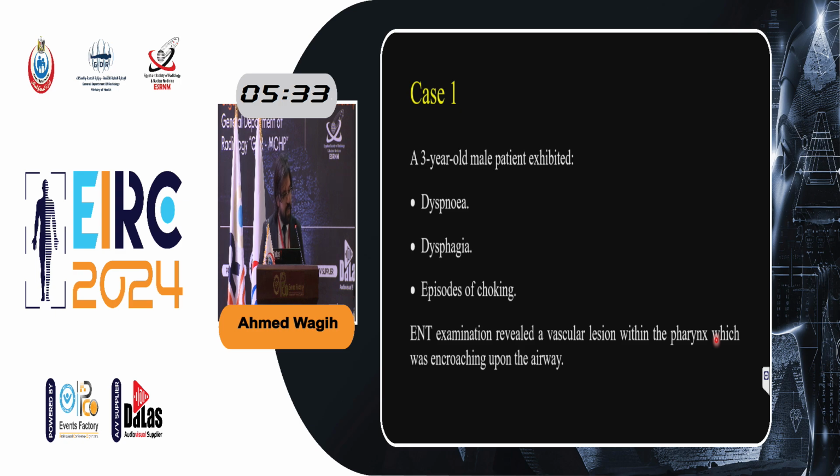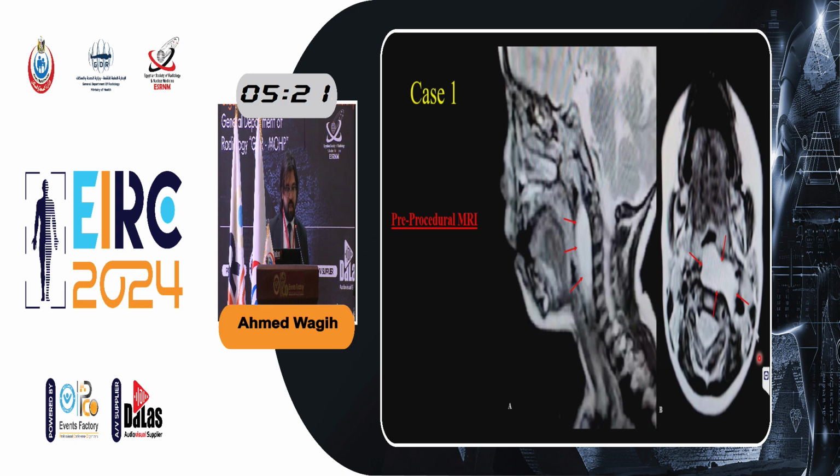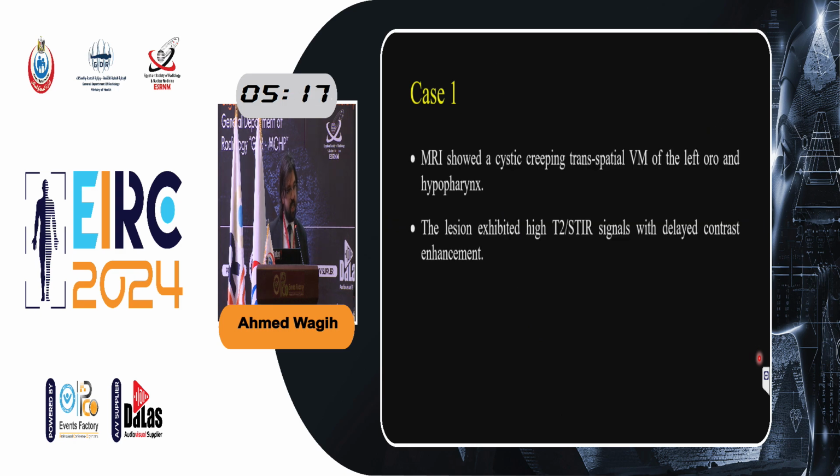Case 1 was a 3-year-old male patient who exhibited dyspnea, dysphagia, and episodes of choking, and then ENT examination revealed a vascular lesion within the pharynx, which was encroaching upon the airway. This is the pre-procedural MRI. It showed a cystic creeping transspatial VM of the left oro- and hypopharynx. The lesion also exhibited high STIR and T2 signals with delayed contrast enhancement.